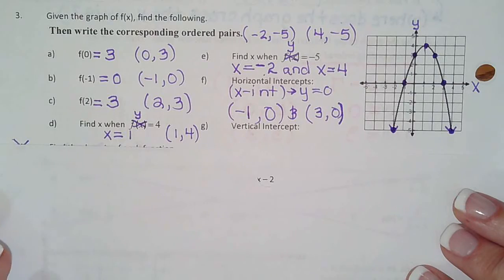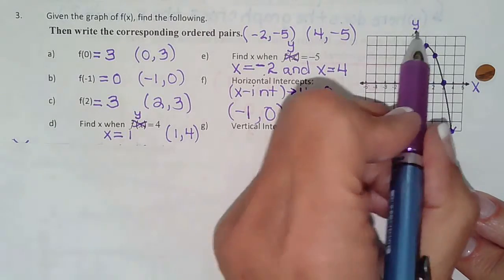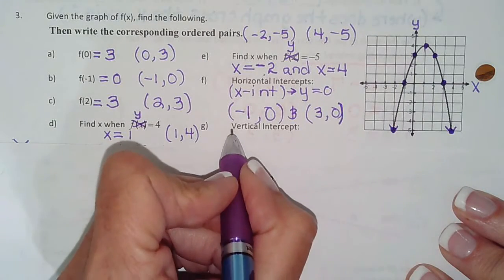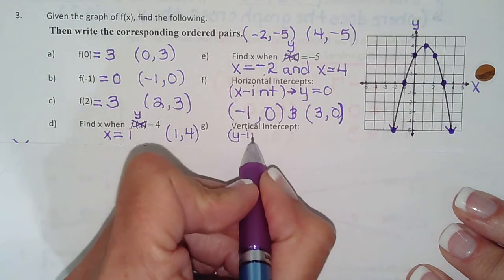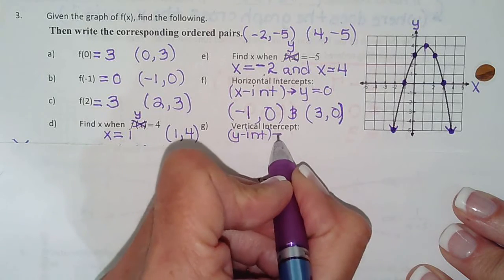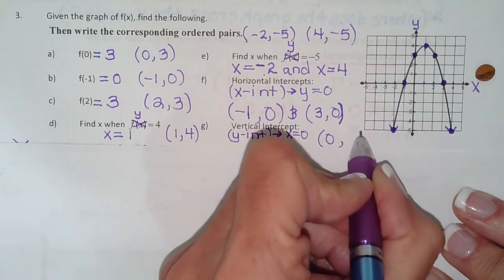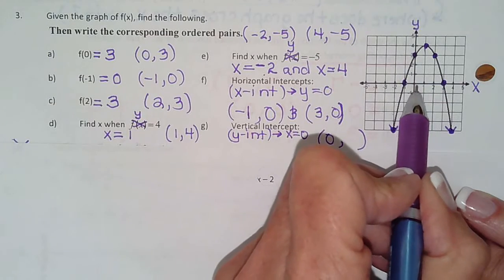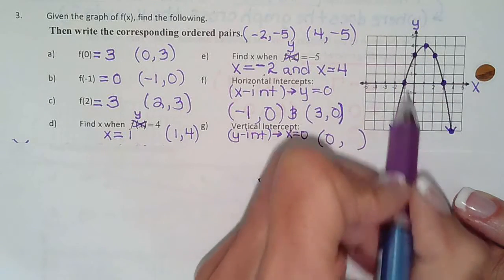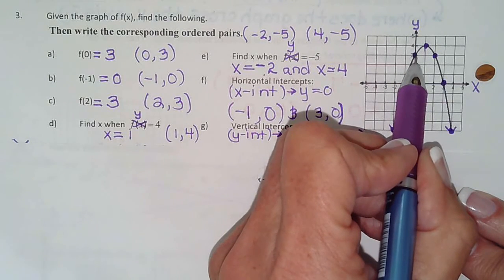Okay, and last but not least, vertical intercept. Vertical is the y-intercept. And remember, the y-intercept means x is 0, so you can get your ordered pair ready, 0, comma, what? So when x is 0, it crosses the y-axis at 3.